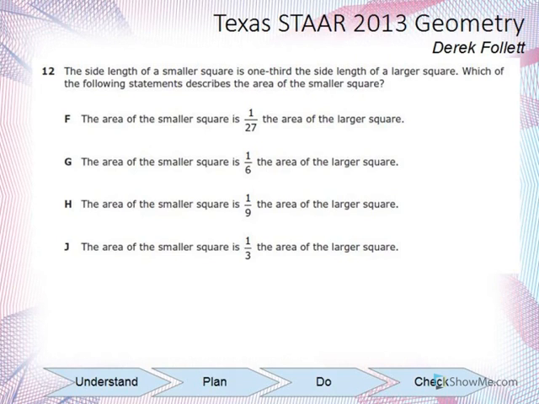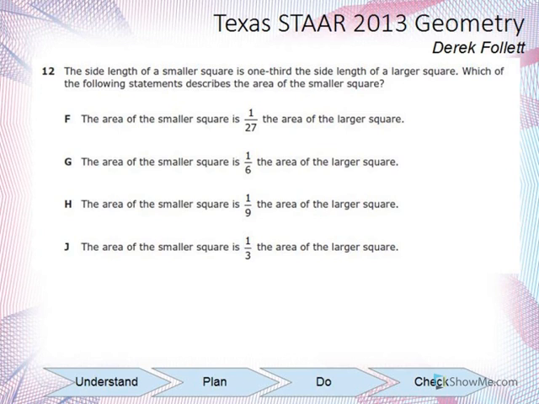This is the Texas STAAR 2013 geometry test, and this is question number 12. It says, the side length of a smaller square is 1/3 the side length of a larger square. Which of the following statements describes the area of the smaller square? The area of the smaller square is 1/27th the area of the large square, 1/6, 1/9, or 1/3.